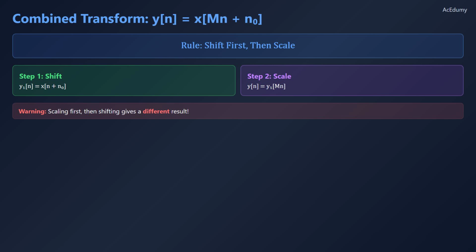Step 1. Compute y1[n] = x[n + n0], which shifts the signal. Step 2. Compute y[n] = y1[mn], which scales the result. This order matters. If you scale first and then shift, you get a different result. Always shift first, then apply the scaling operation.